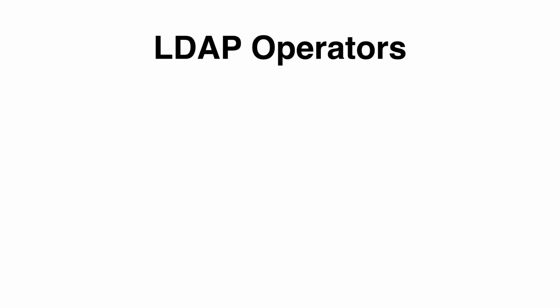The LDAP operators that we can use are the AND character, which stands for AND and means all conditions must be met. The pipe character stands for OR. This means any of the conditions must be met. And then the exclamation mark stands for not. This means that the clause must evaluate to false.